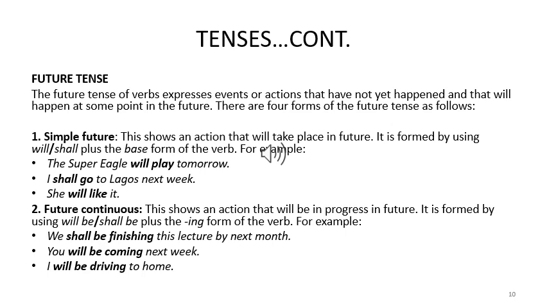The second type of future tense is the future continuous. And this one shows an action that will be in progress in the future. So it is formed by using will be or shall be plus the ing form of the verb. So whenever you have something continuous, you know that you will find the ing form of the verb. For example, we shall be finishing this lecture by next month. You will be coming next week. I will be driving home tomorrow. So all these are actions that will be taking place in the future, but they will be in continuous form. And this is why we call them future continuous tense.